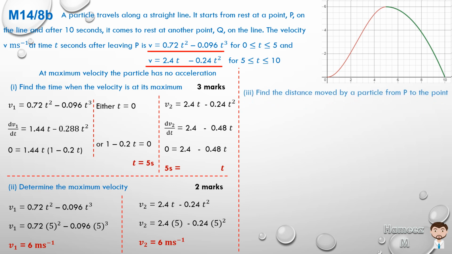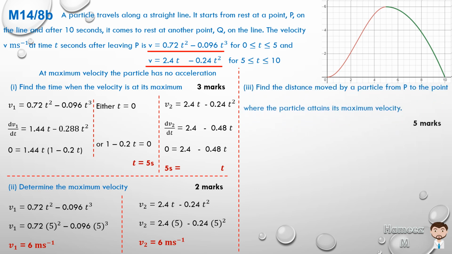Part 3. Find the distance moved by a particle from P, that's the starting point, to the point where the particle attains its maximum velocity. So let's bring that up as a blue area so we can see what it looks like. So what they're really asking us is to find the area under this VT graph between the limits of 0 and 5.